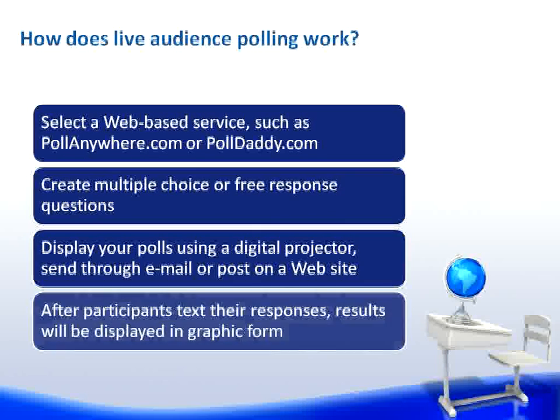Participants would then register their responses through texting with the use of their cell phone, and the results would be displayed in graphic form, showing which proportion of the audience chose which objective choice, or showing their free response in a scrolling marquee fashion.